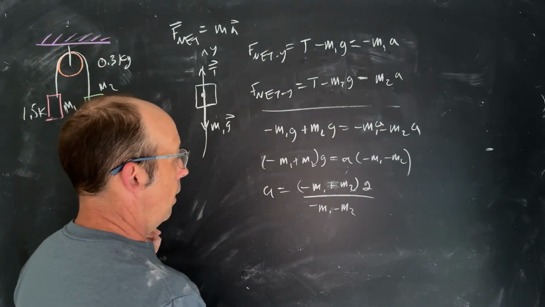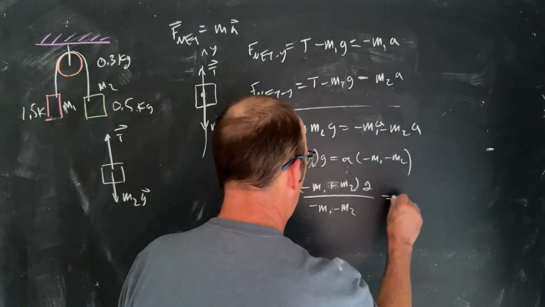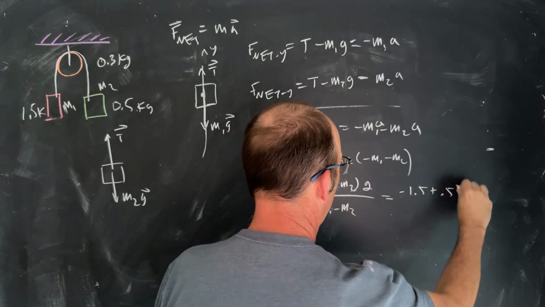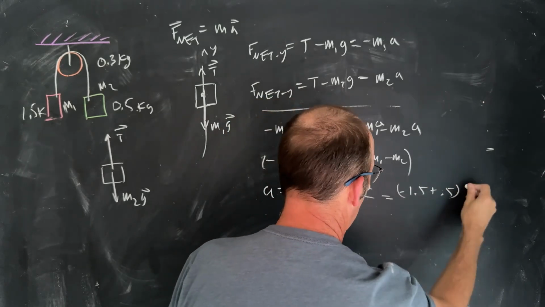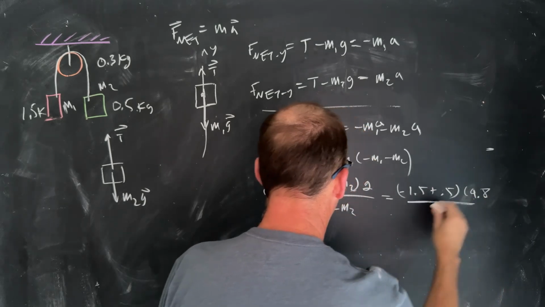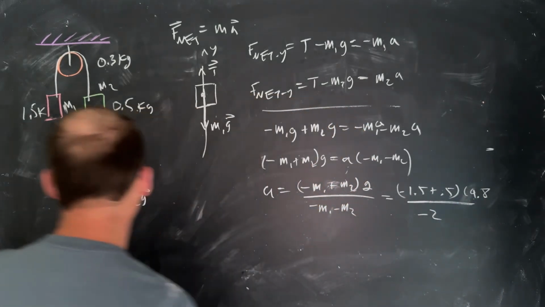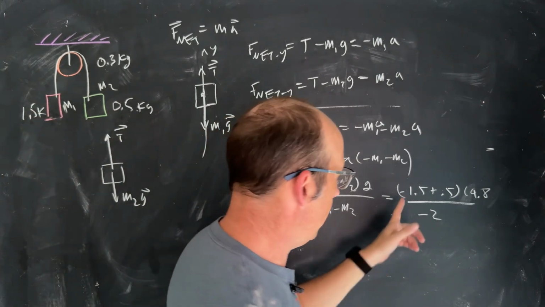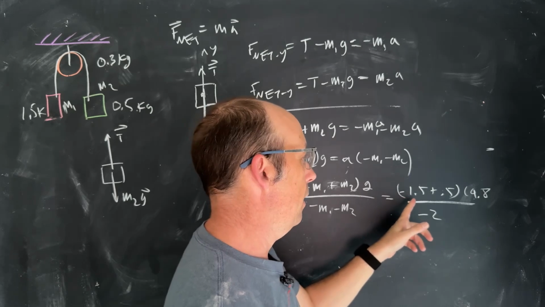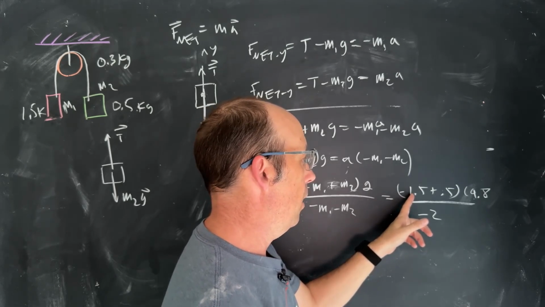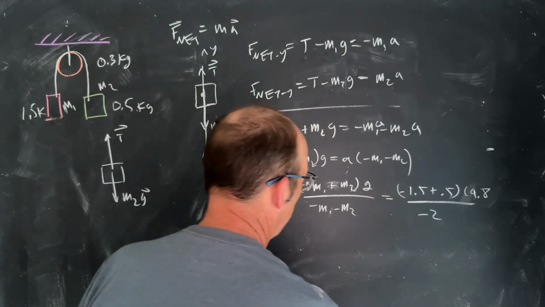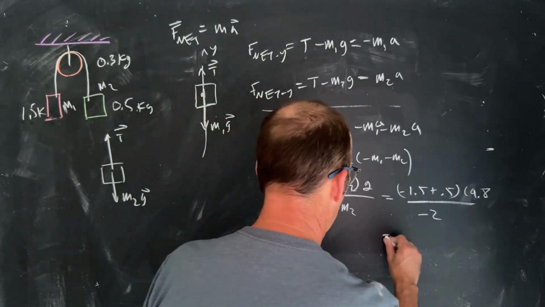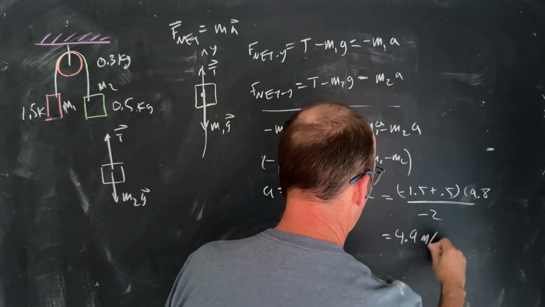Okay. Let's just go ahead and put in our values. So we have negative 1.5 plus 0.5 times g, 9.8, over negative 2, right? Because negative 1.5 minus 0.5 is negative 2. And I can probably do that in my head: 9.8 divided by 2 is 4.9, right? So it's going to be 4.9 meters per second squared.